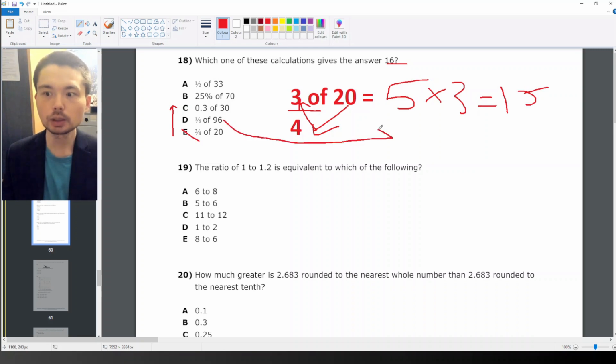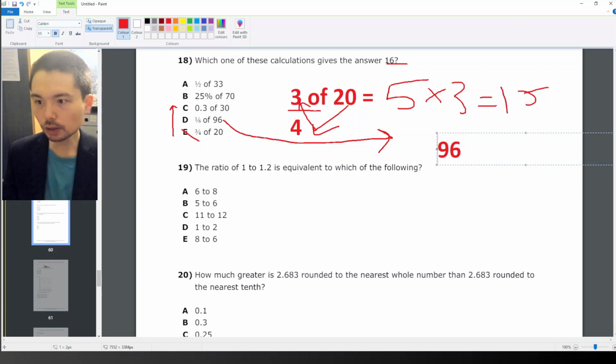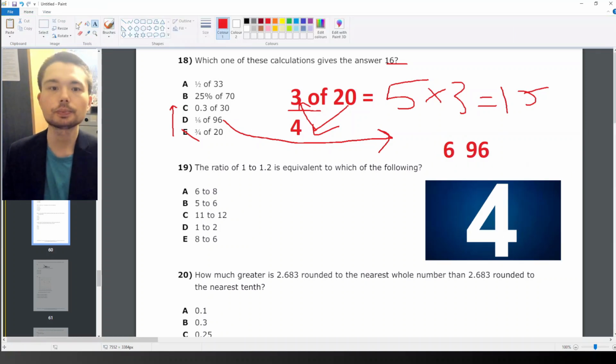How about the bottom one? 1/6 of 96. So you do it. 96 divided by 6. I'll give you 5 seconds. Pause the video now. Do it.